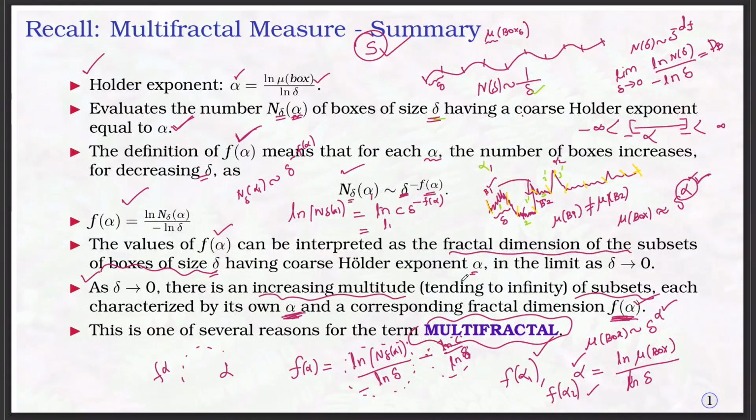From here one can understand that if my object has a smooth nature, this alpha is the same for all the boxes. Alpha being the same means the measure is the same for all of the object, then I will get only one single alpha value. Whereas here I will get a different measure for each box, so this alpha also will vary. That we will discuss now.